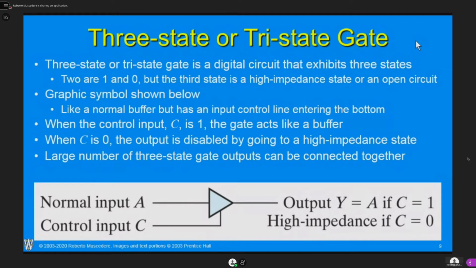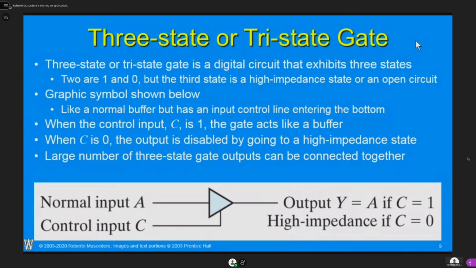This becomes very useful, especially in CPUs, because we have buses. Buses are a collection of signals. So I might have an 8-bit bus, which is just 8 separate wires. But what's going to be on that bus? Is it going to be the output from circuit A, circuit B, or circuit C? Tri-states make this easier to do.